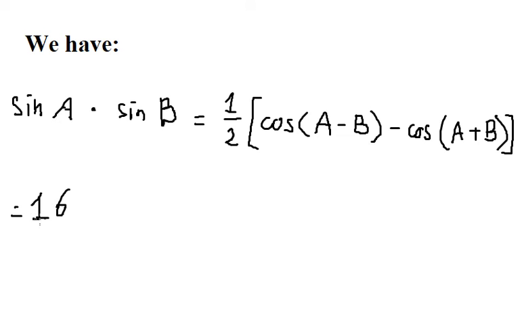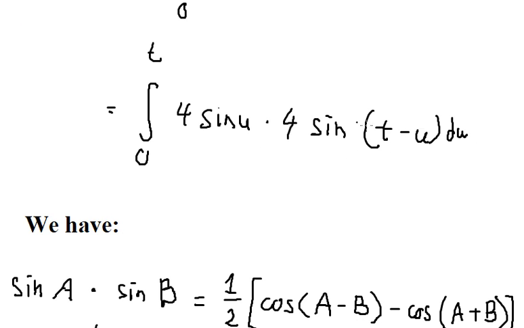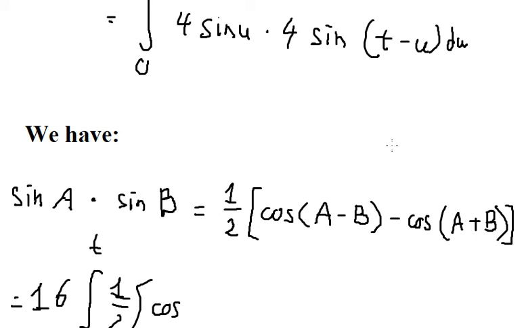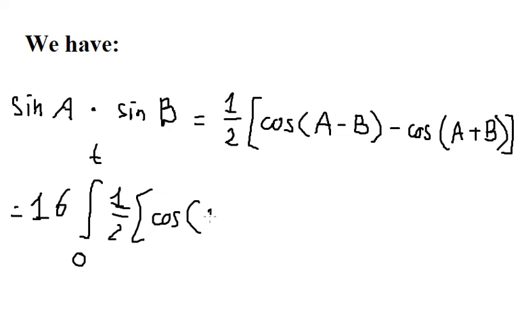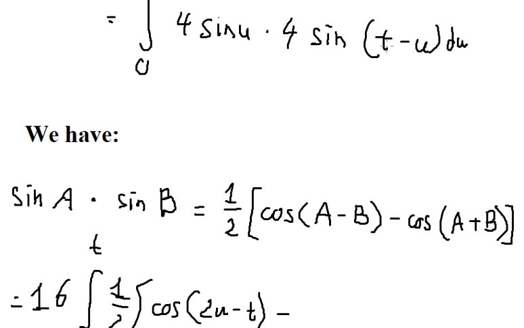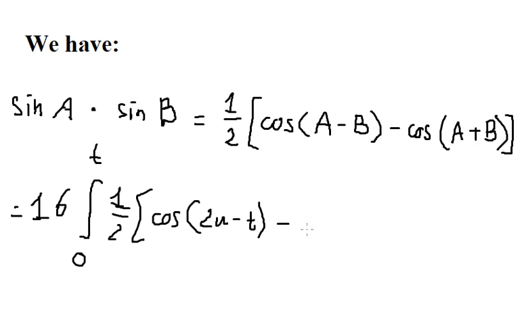And we have the integration from 0 to t. This one we have 1 over 2 multiplied by cosine of a minus b. That means we have u minus t minus u, which is 2u minus t. And for this one we have u plus t minus u, so we have cosine t.